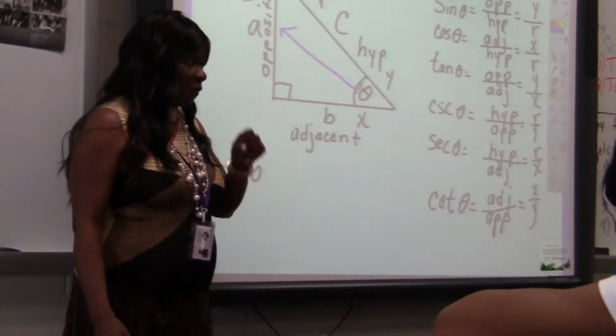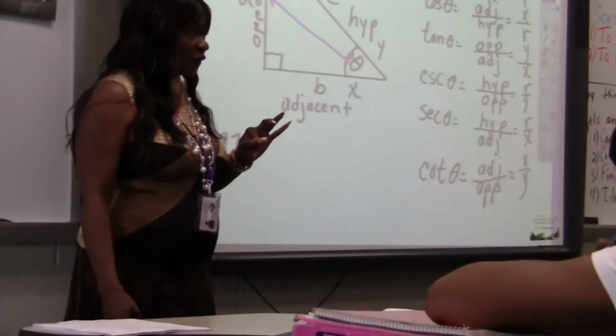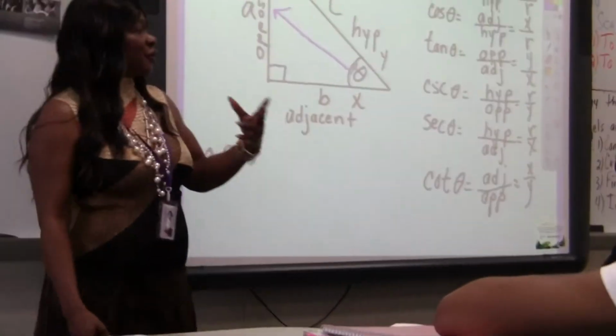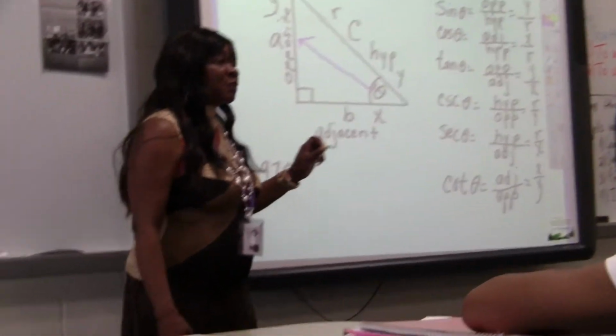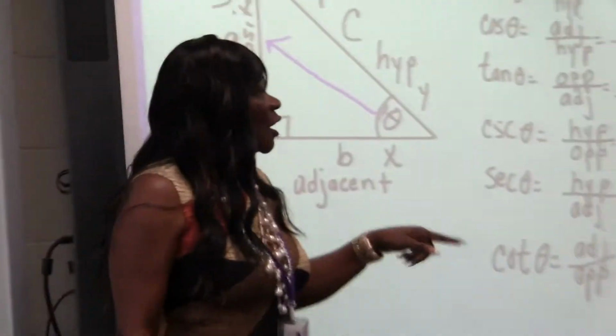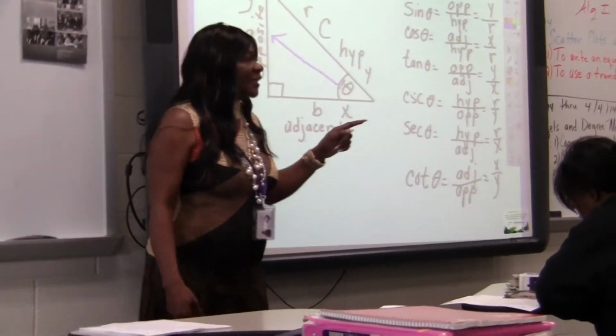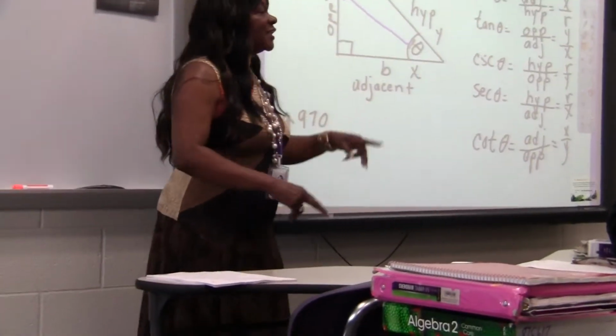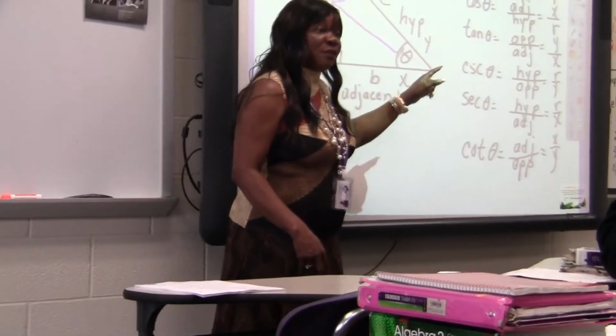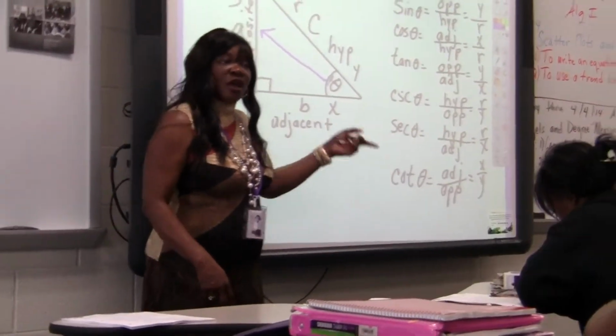Any questions so far? Raise your hand if you have any questions. Now let's run it down. When I was a little girl, this is how I learned it. Sine theta, OPP over HYP. Cosine theta is ADJ over HYP. Make a little rhyme out of it. Then tangent is OPP over ADJ.